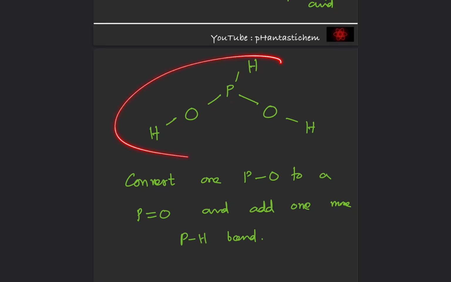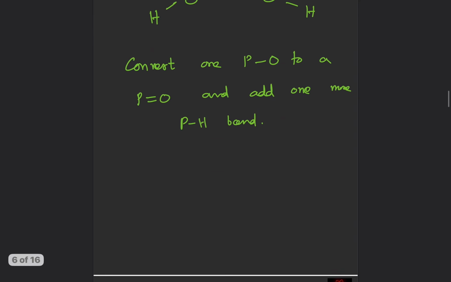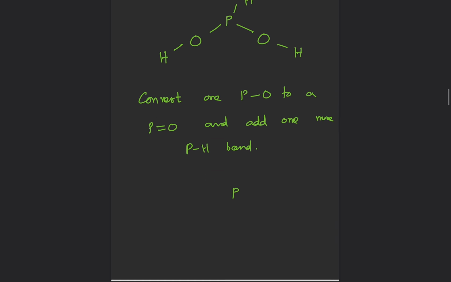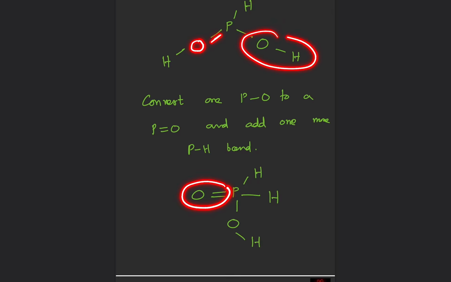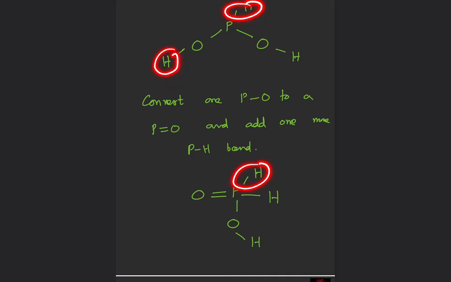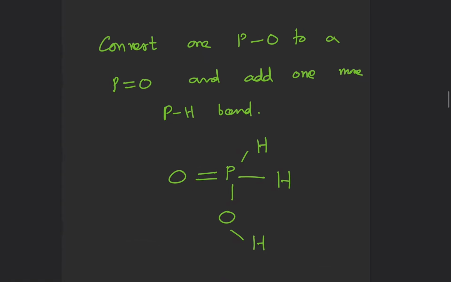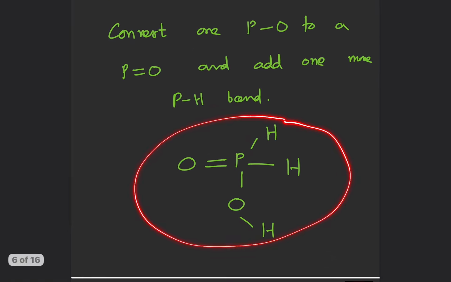So therefore this will become P single bond H, double bond O, single bond O, H, and P-H, right? So what I did, I converted this P single bond O into P double bond O, this one, and this P-O-H is the same, and this H I made a separate bond with this phosphorus. So therefore there is 1 extra P-H. So therefore this is the correct structure of H3PO2.